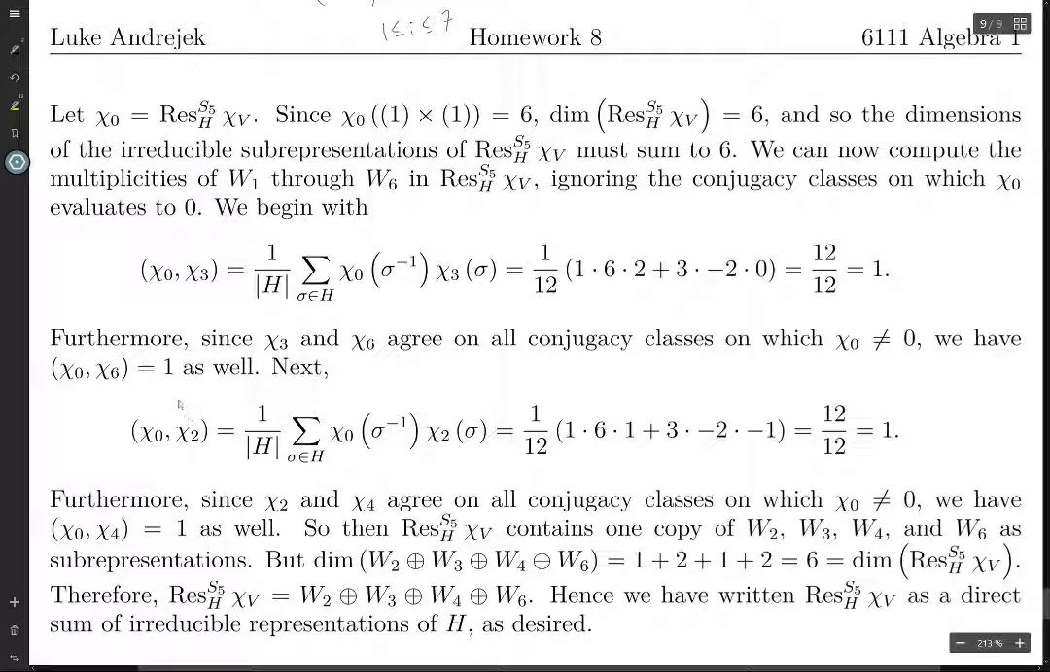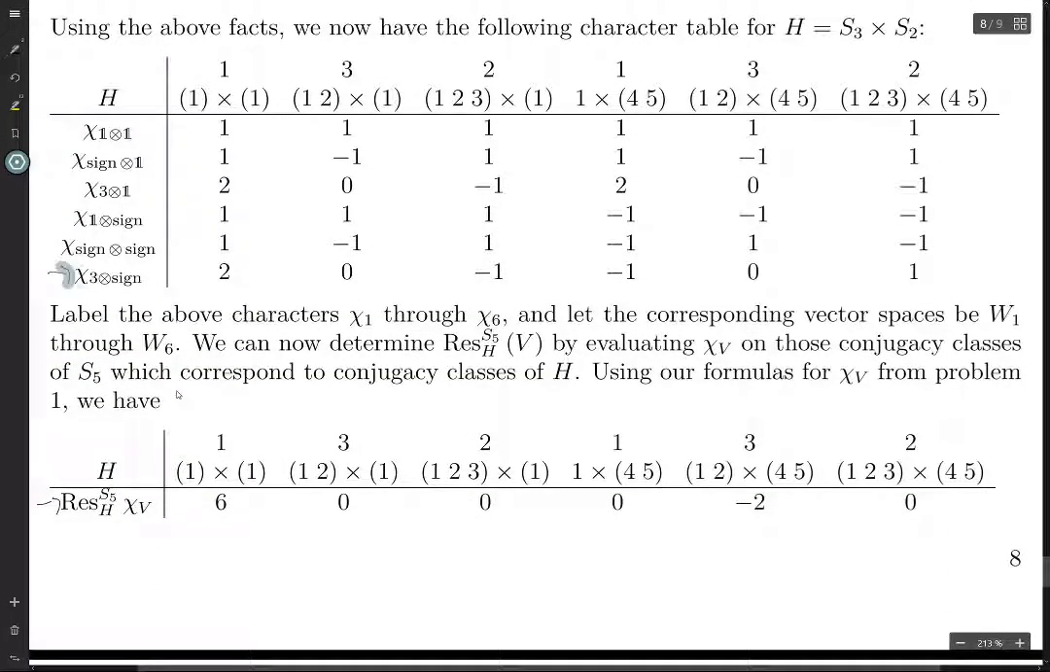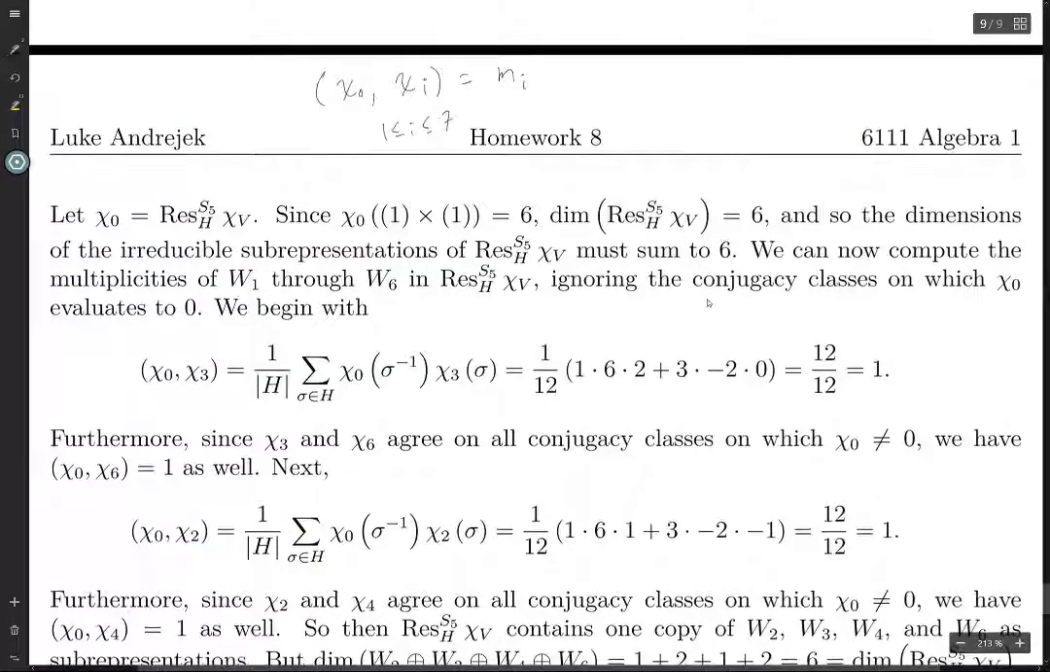So now let's take the inner product with chi2, and we basically just look at it. Here, I won't draw these arrows anymore. If we look at the second row, we get 1 times 1 times 6, 0, 0, 0, 3 times negative 1 times negative 2, and then 0. So we add that up, and we get 12 over 12, which is 1. And so then W2 is an irreducible subrepresentation, and of course this is multiplicity 1.